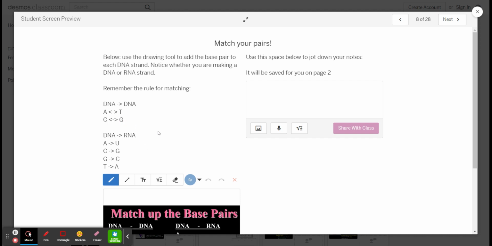Now, where it gets a little different is if we're making an RNA strand. So A is going to pair up with a U instead of a T, okay? That's really the only difference. Everybody else here, same thing. C, still with G. G, still with C. And even T is still with A. So the only one is that A pairs with U instead of T, right?